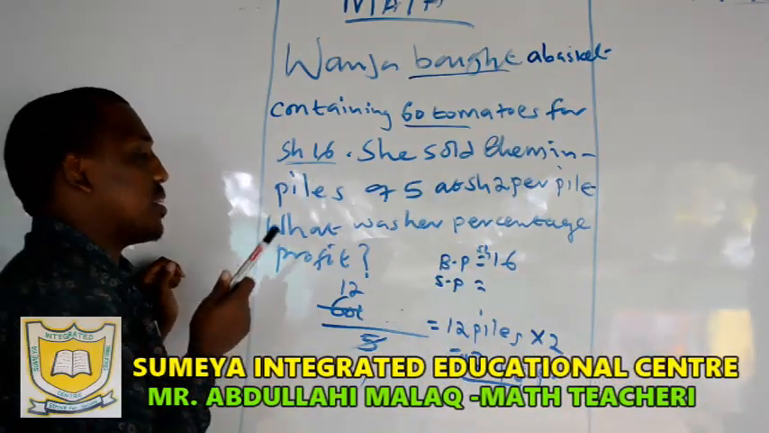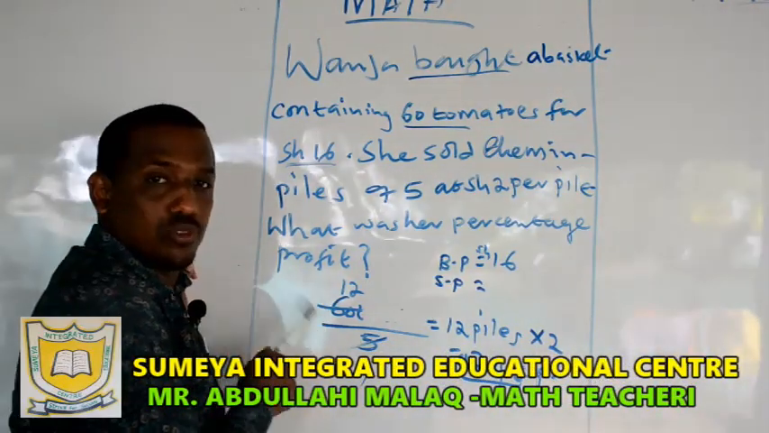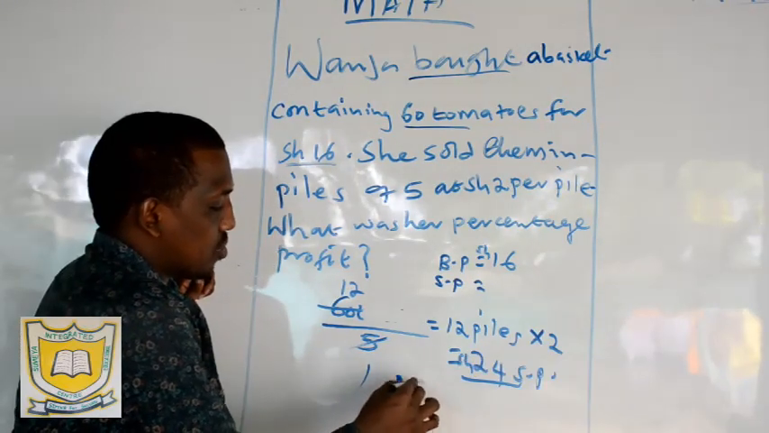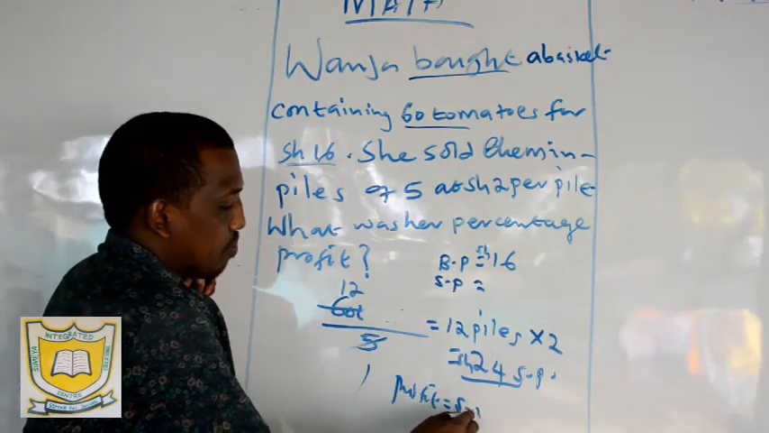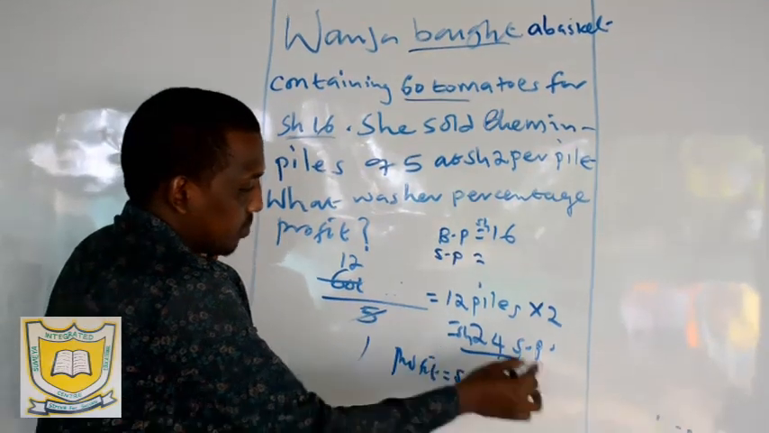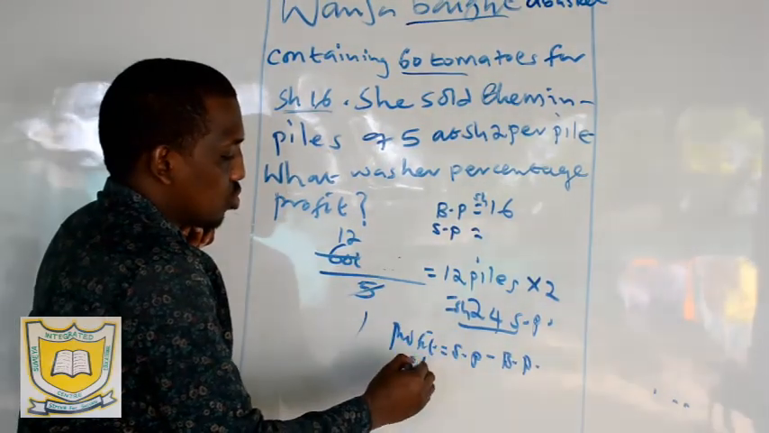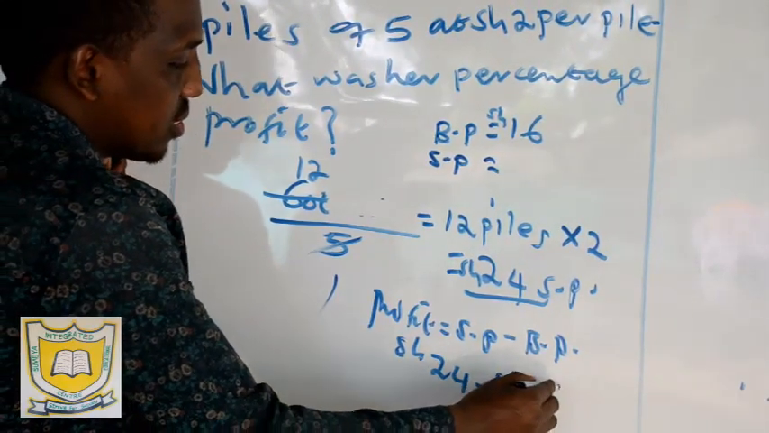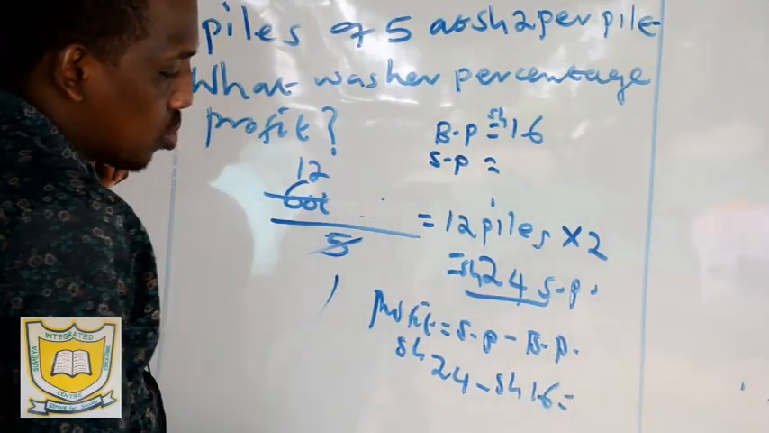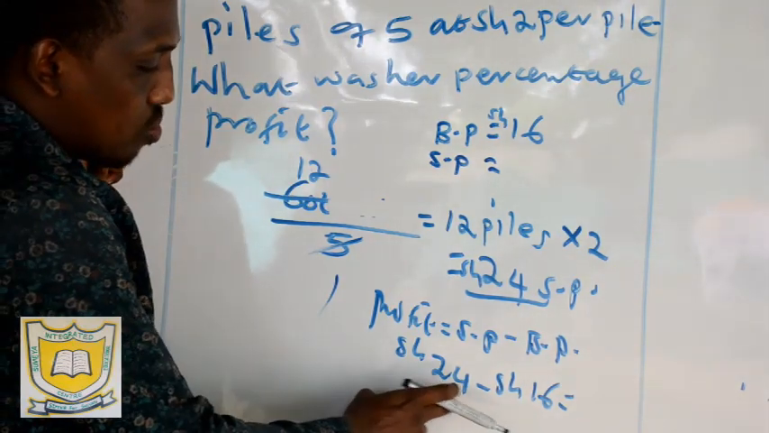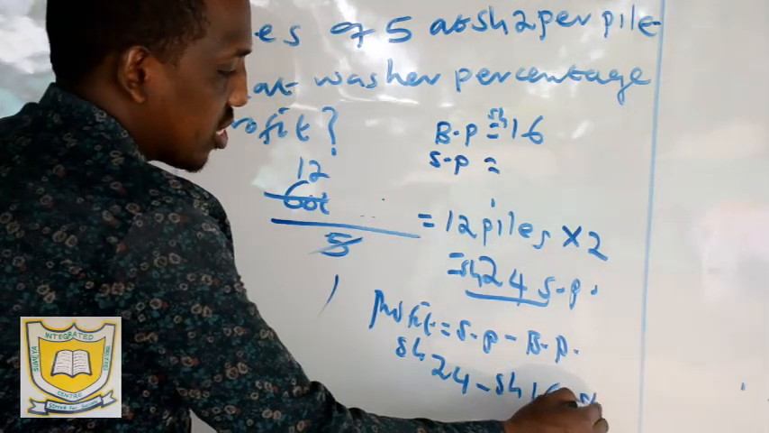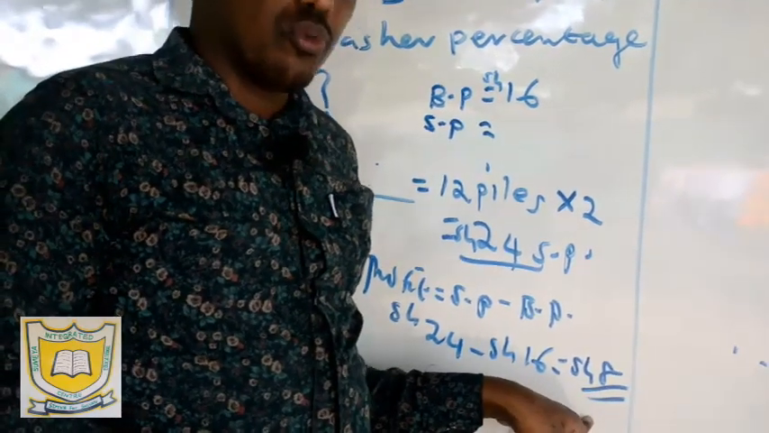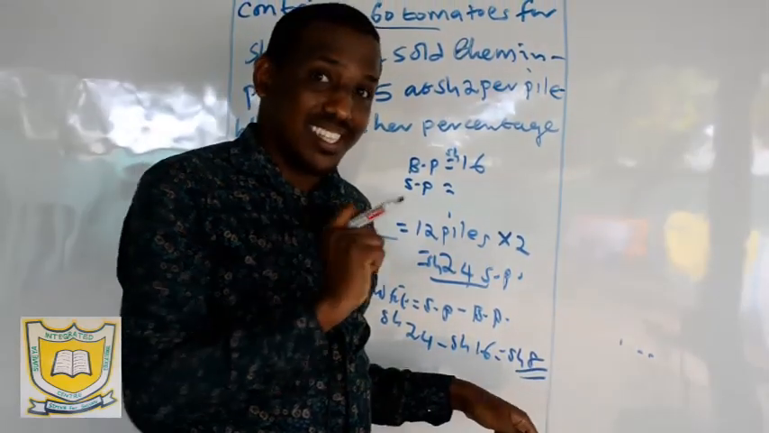Now to get the percentage profit, we must get the profit first. How do we get the profit? We said profit is equal to selling price minus buying price. Selling price, which is shillings 24, minus buying price, which is shillings 16, you will get shillings 8. This is now the profit, but they don't want the profit. What they want is the percentage profit.